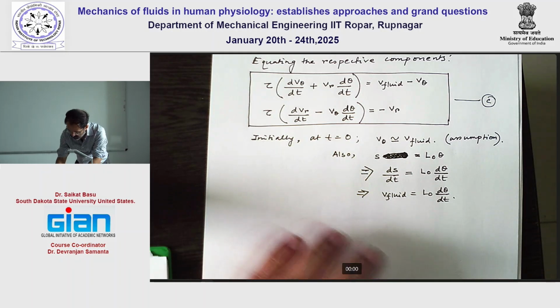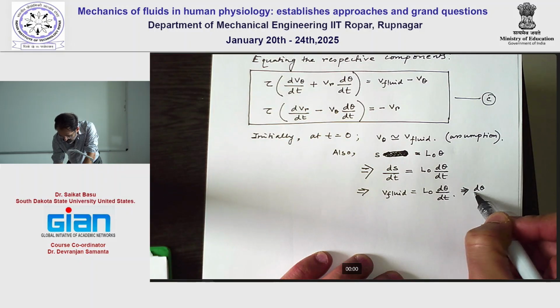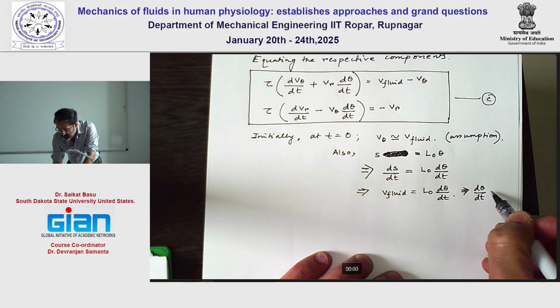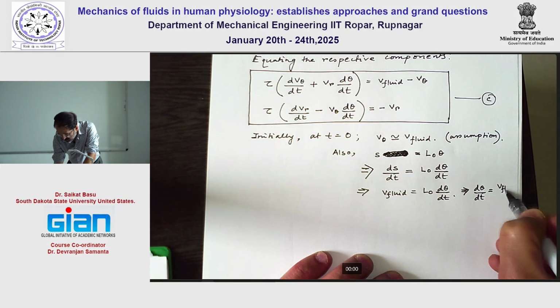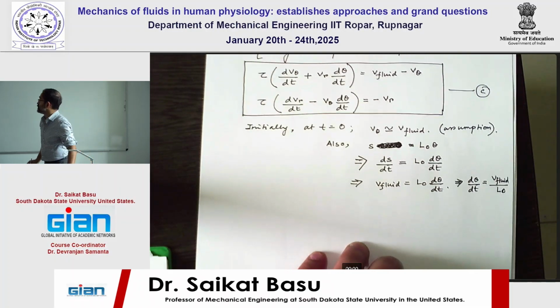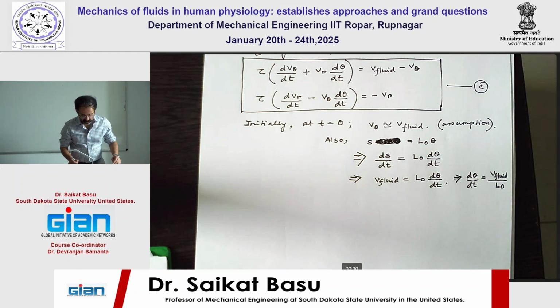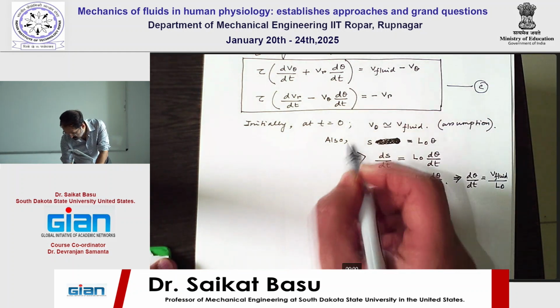Okay, so as he suggests, we are actually going to substitute this dθ/dt into the previous equation. So let's write that down. dθ/dt is v_fluid over L naught. Let's now go back to the second equation over here.